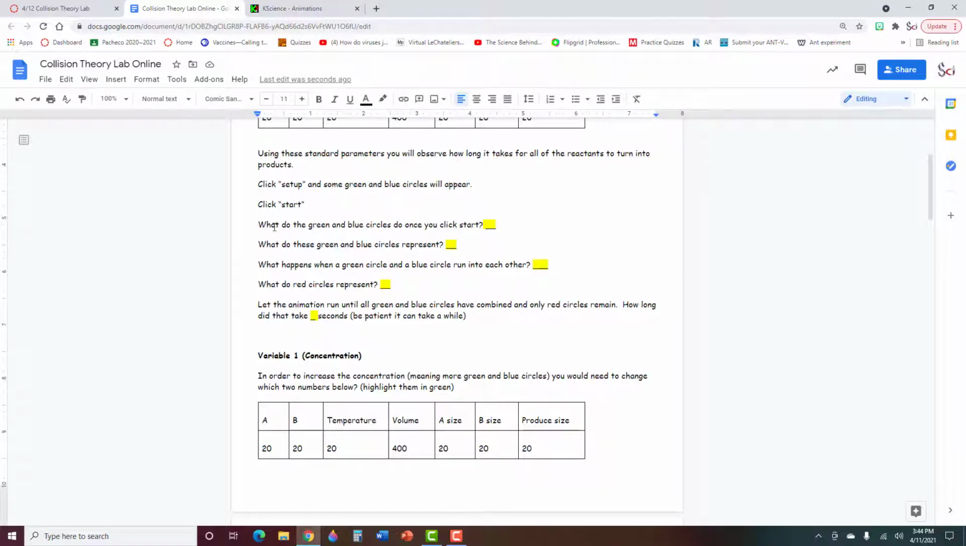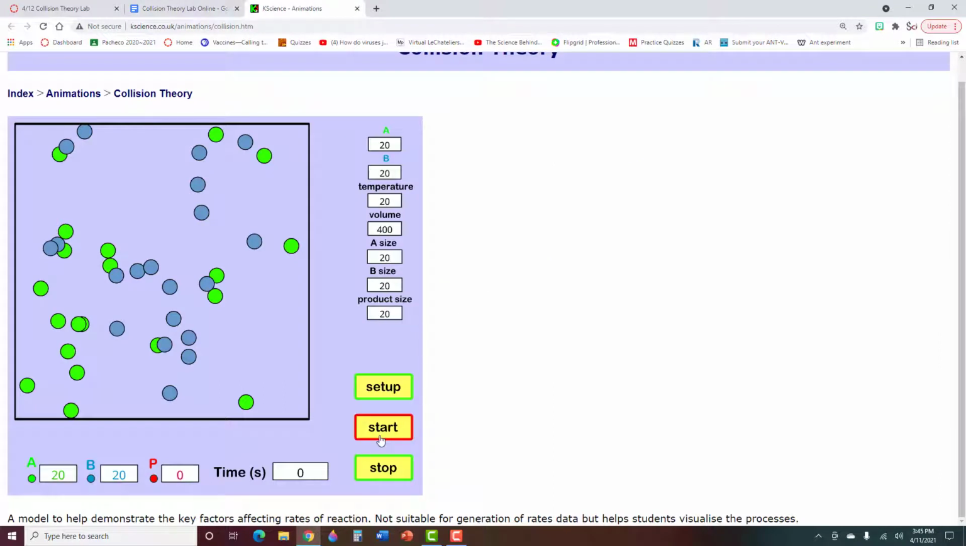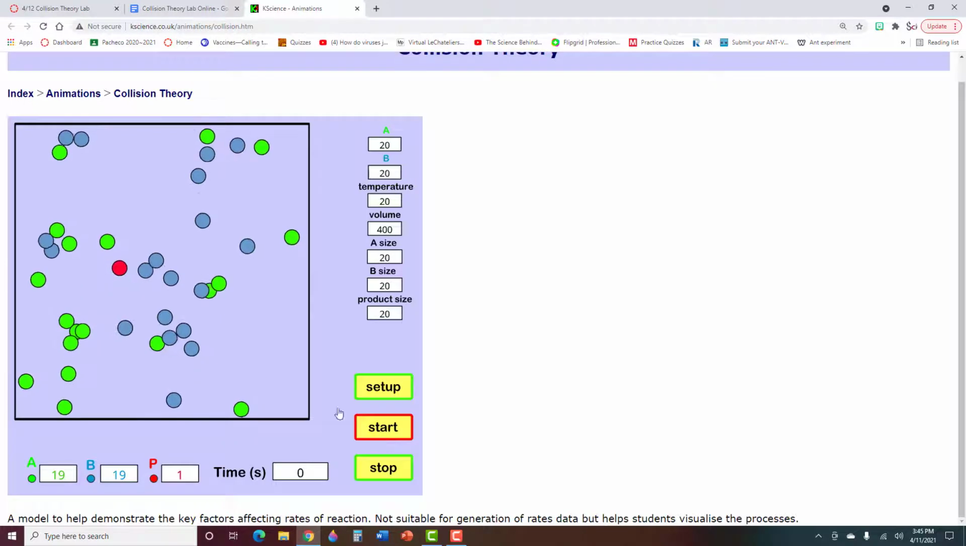And then it's asking what do the green and blue circles do once you click start. What do these green and blue circles represent? What happens when a green circle and a blue circle run into each other? And what do the red circles represent? And then it asks you to just let the animation run until all of the green and blue circles have combined and you have only red circles left. And how long does that take? It says be patient because it does take a while. So let's run this and you can answer those questions while you watch.